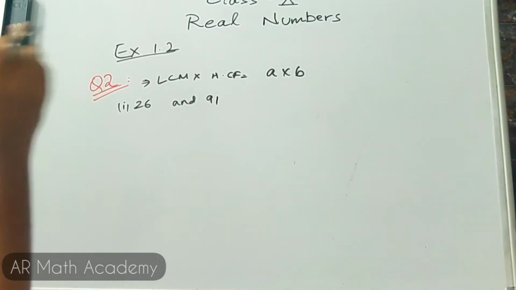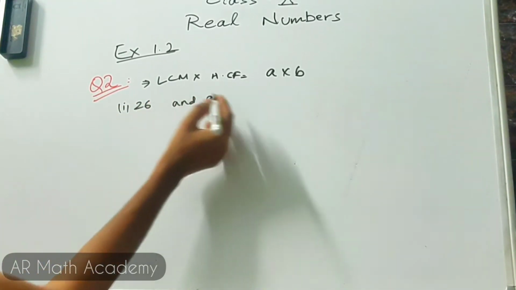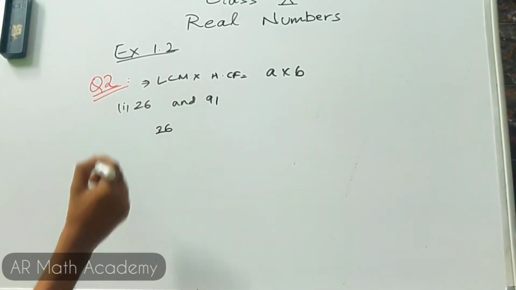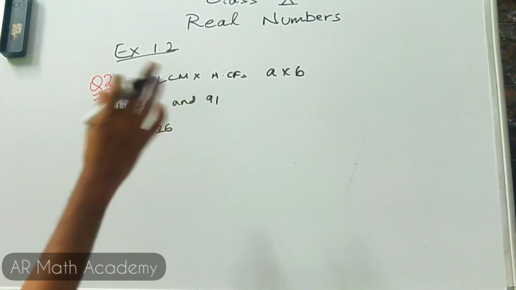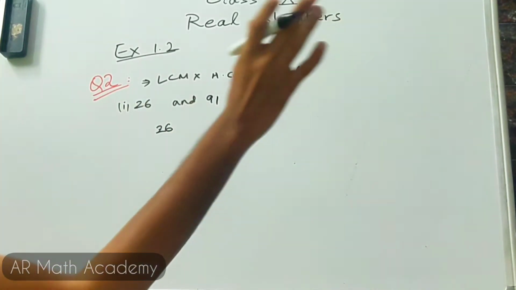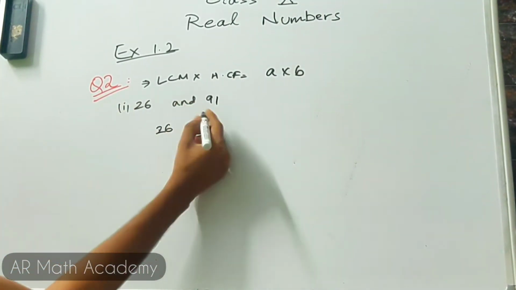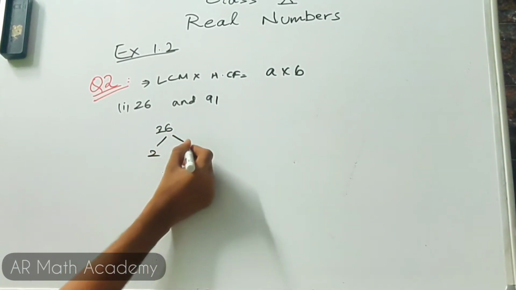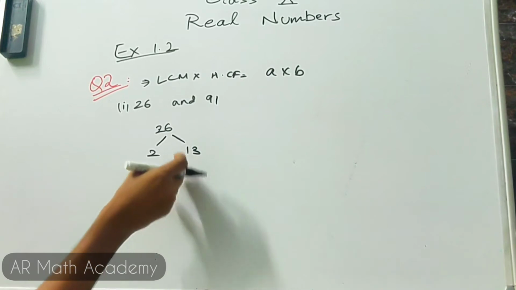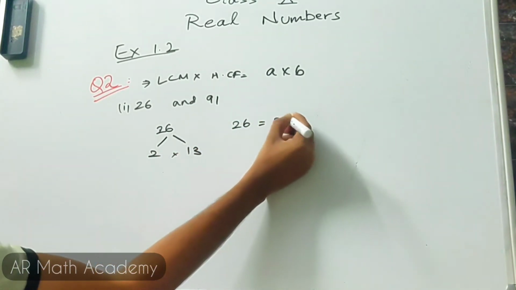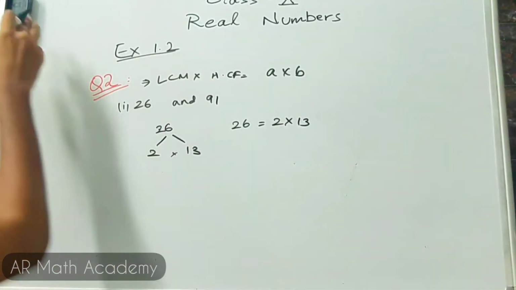Well, let us start with LCM first. Now, 26 and 91, choose any number randomly. So, I will choose 26. Now, how are you going to proceed? Well, we are going to do the same method we did in the previous question, where we are going to write this as a product of the individual prime factors. So, 26 I can split as 2 times 13, right? And 13 is a prime number, so you can't split it further. So, you can write 26 as 2 times 13, the product of its prime factors.